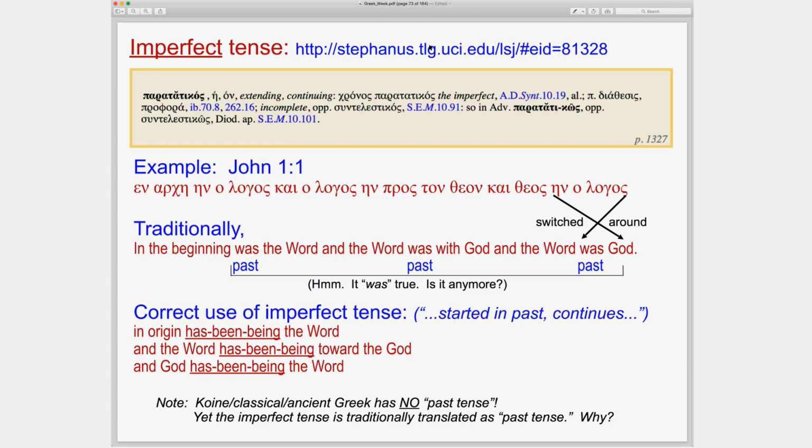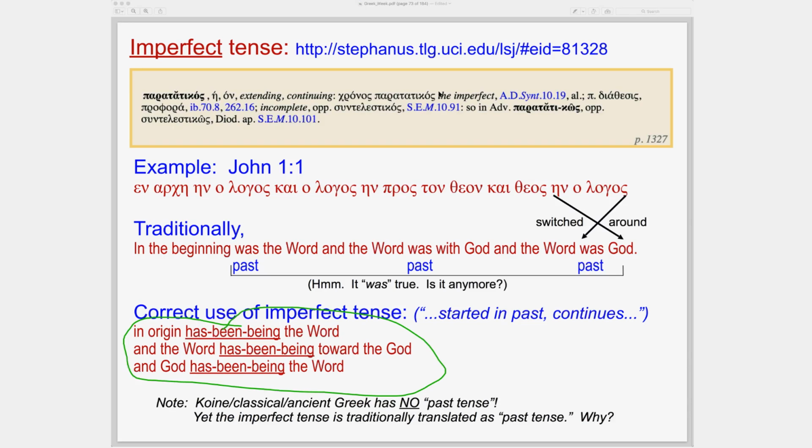And here in the last phrase, it now makes sense. God has been being the Word. Neat, huh? So again, this makes it even more doctrinally secure and explicit. You can't get around it if you use the imperfect tense. But who is going to translate it this way? This is too awkward to be in English. All translations are going to use formal English, proper English writing and style.